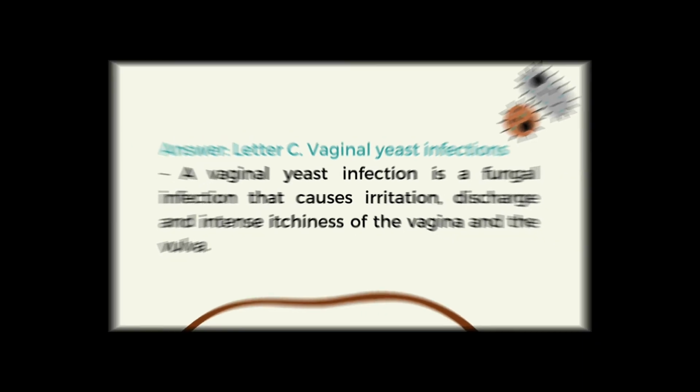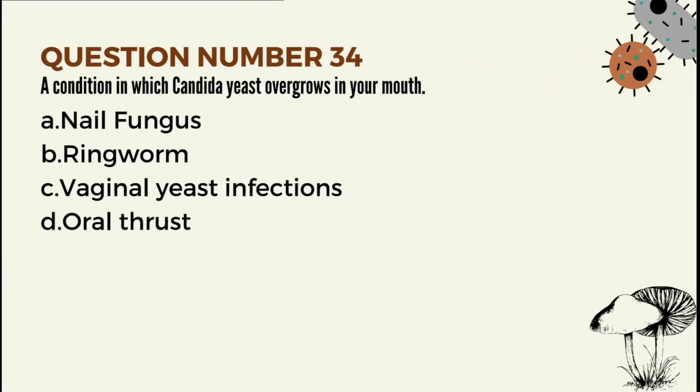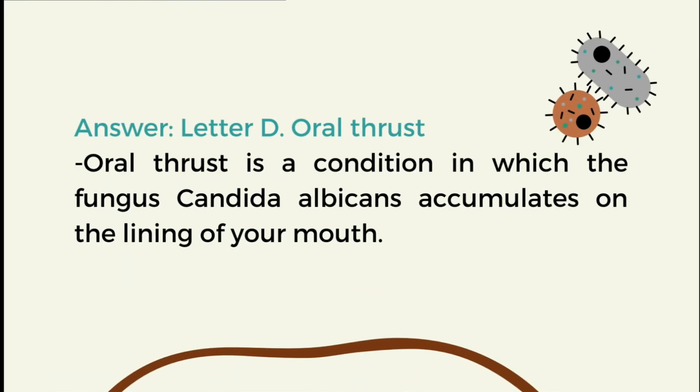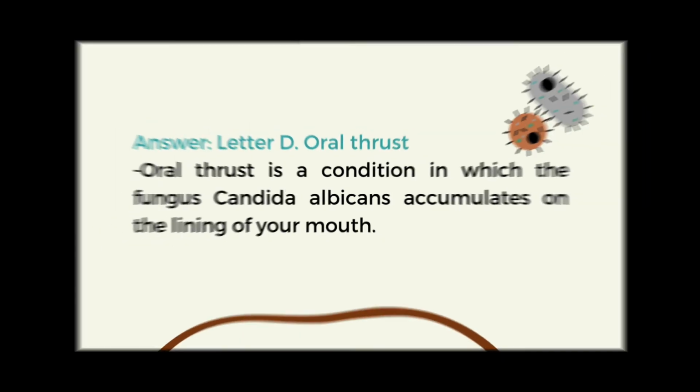For question number 34, a condition in which Candida yeast overgrows in your mouth. A. Nail fungus, B. Ringworm, C. Vaginal yeast infection, or D. Oral thrush? Answer is letter D, Oral thrush. Oral thrush is a condition in which the fungus Candida albicans accumulates on the lining of your mouth.